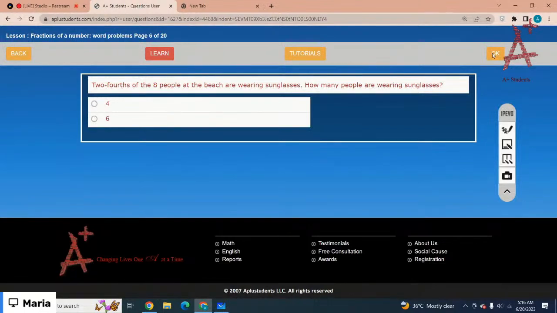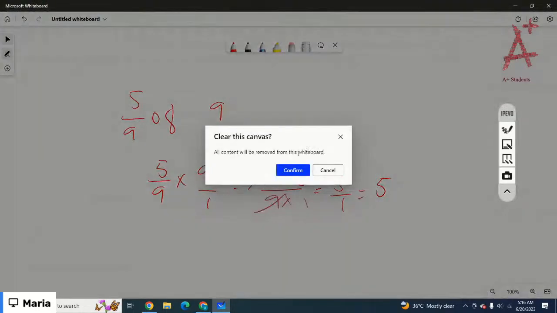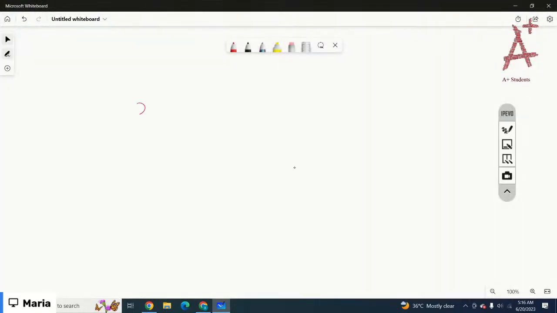2/4 of the 8 people at the beach are wearing sunglasses. How many people are wearing sunglasses? 2/4 of 8. Got it? That means you have to do 2/4 times 8. Got it?